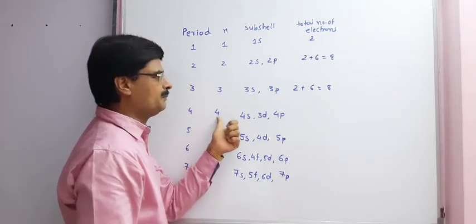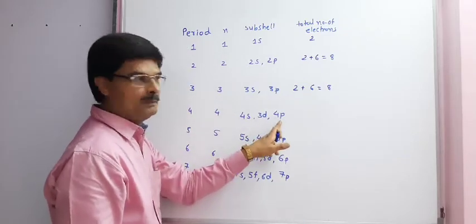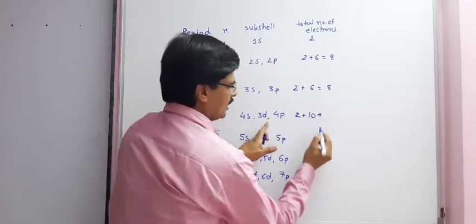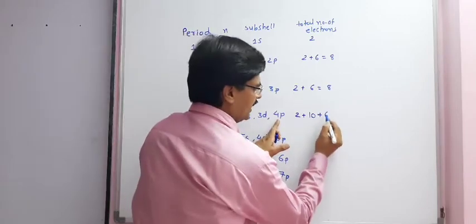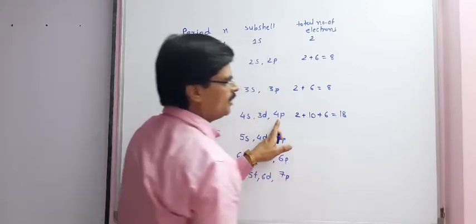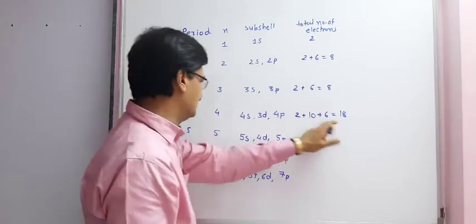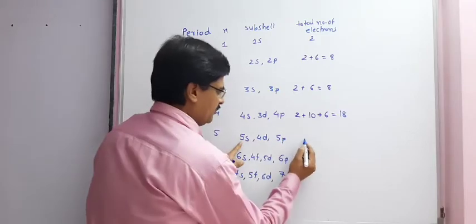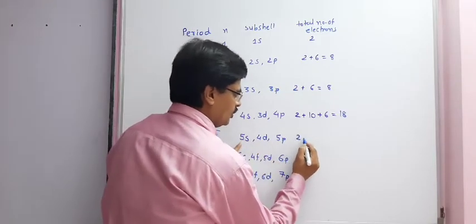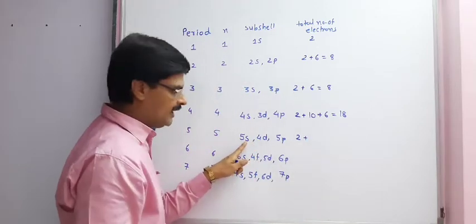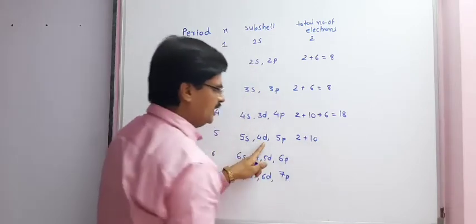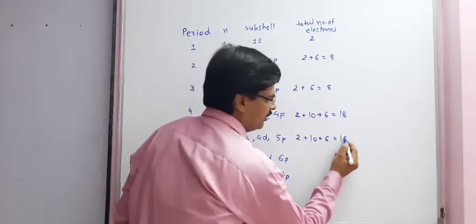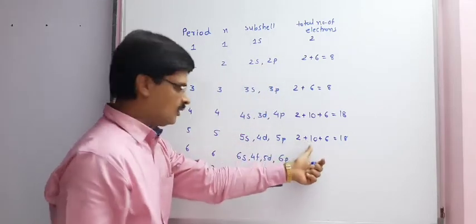Same way for period number 4 we have 4s, 3d and 4p. So from 4s 2 electrons, from 3d 10 electrons, and from 4p we have 6 electrons. So the total number of electrons, or total number of elements present in the 4th period, is equal to 18. Now for the fifth one, we have 5s, 4d and 5p. So 2 electrons from 5s, 10 electrons of the d orbital and 6 electrons of the 5p orbital. So again we have 18 elements or 18 electrons.